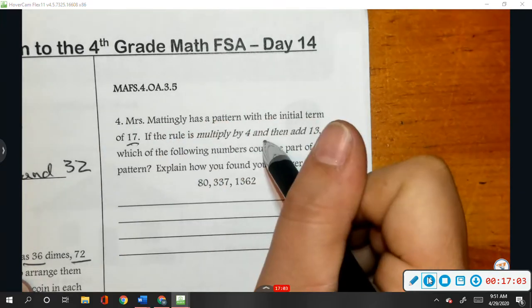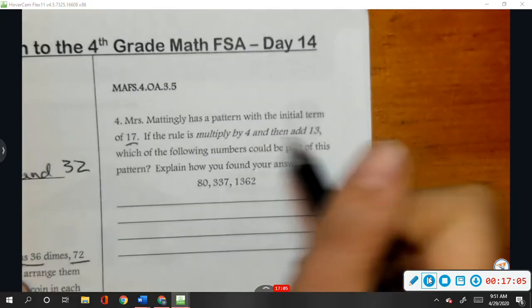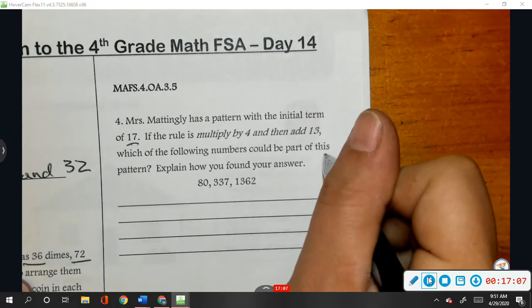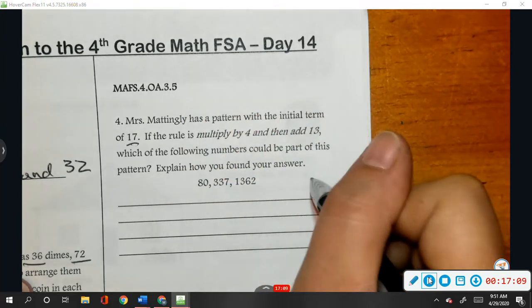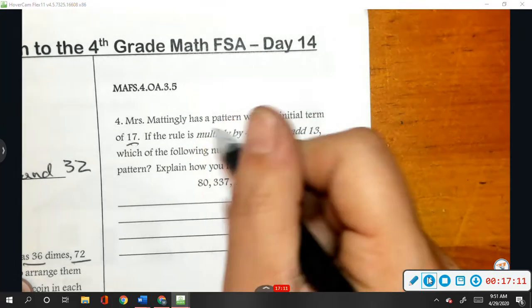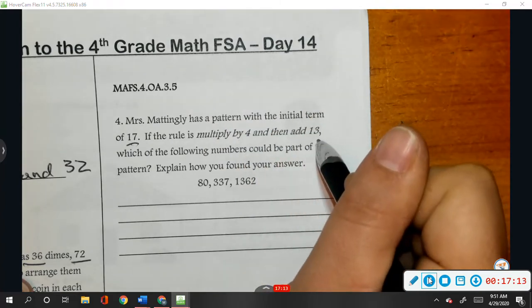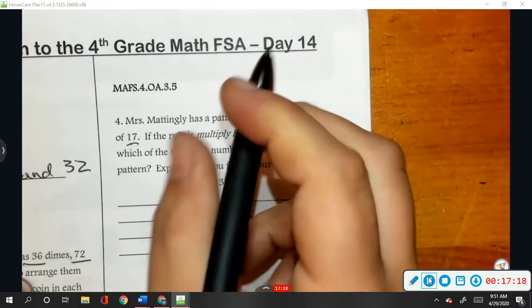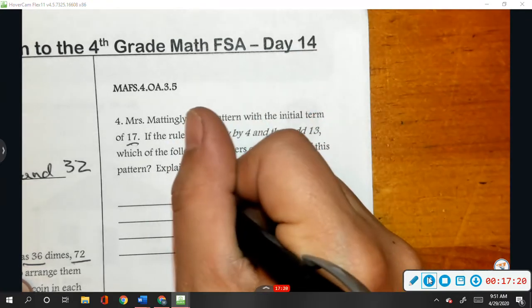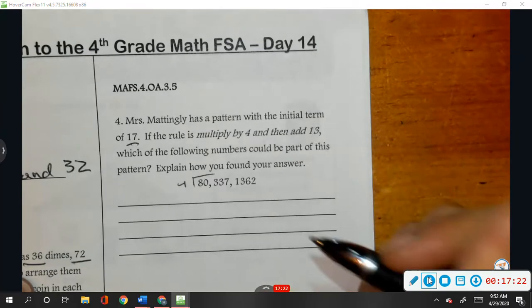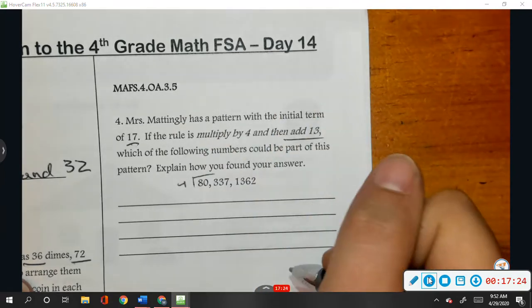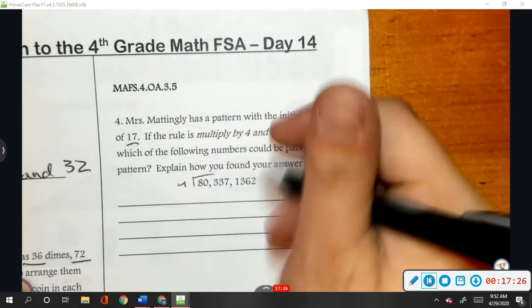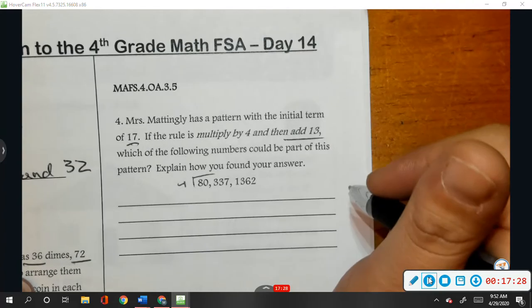Number 4. Miss Mattingly has a pattern with the initial term of 17. If the rule is multiply by 4 and then add 13, which of the following numbers could be part of this pattern? Explain how you found your answer. Well, if we're multiplying by 4 and then adding 13, we could do the opposite. If we were going to divide by 4 and then subtract 13. So if we can't divide it by 4, it's not going to fit in our pattern.